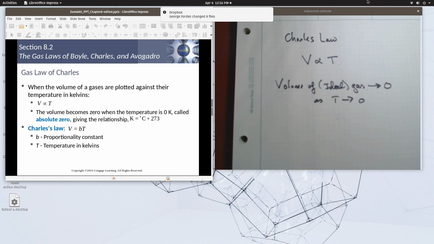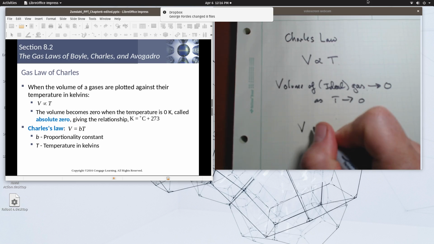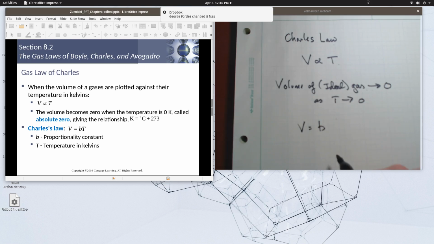And this gives us an idea of absolute 0. So Charles's law is that volume is equal to some constant of proportionality times T in kelvins. Kelvin equals degrees Celsius plus, well, it's actually 273.15. That is very important to know. So 0 degrees Celsius, the freezing point of water, is 273.15 kelvin.